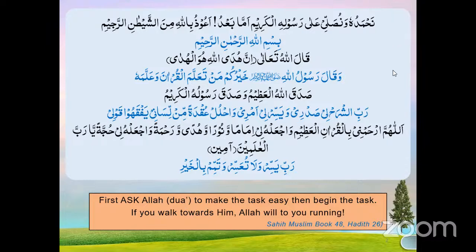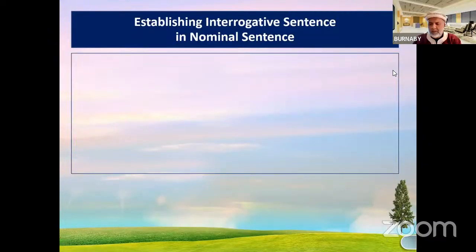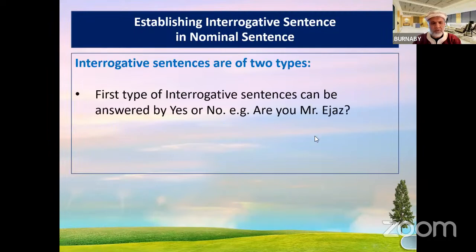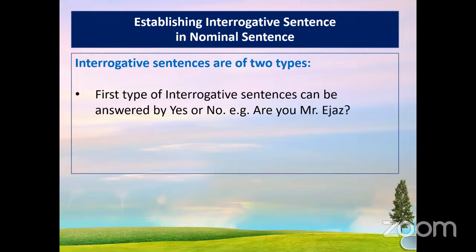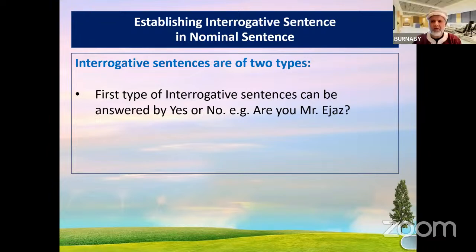Yes. Okay, alhamdulillah. So, bismillah, there are two types of interrogative sentences. The first type can be answered by yes or no. So if I say, are you Mr. Ijaz? What is your answer? Simple answer, yes or no? You can say, yes, I am Mr. Ijaz, but is there a need for explaining? No. You just say, are you Mr. Ijaz? The simple answer is yes or no.